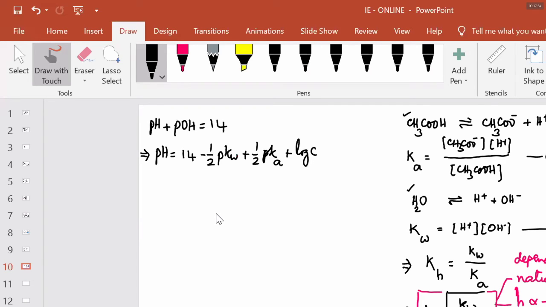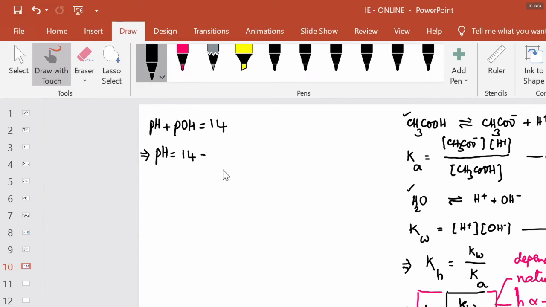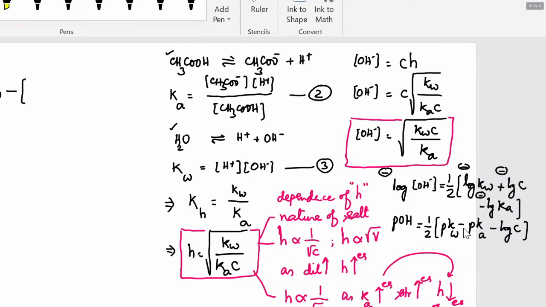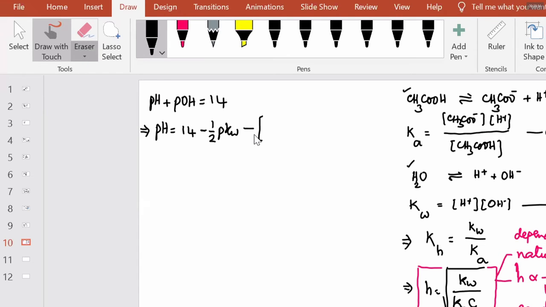Some people say, sir, don't open it as a whole because a beautiful, meaningful equation comes here. If you don't open the whole equation, this is fine, correct. But if you don't open it completely, see what happens. 14 minus half pKw, minus, keep it inside. Now we have taken this minus half and this is minus. What is left out in this case? pKa half. I should take here one more time half.